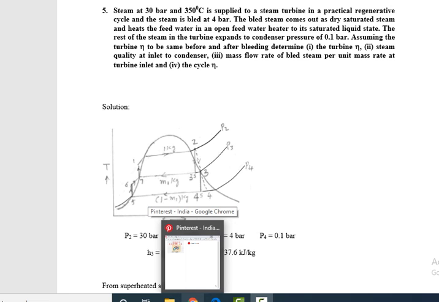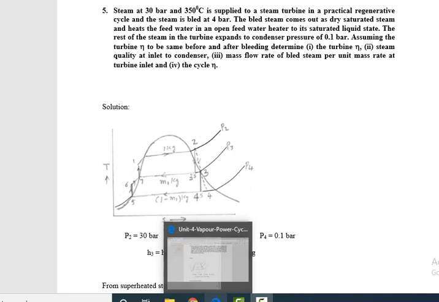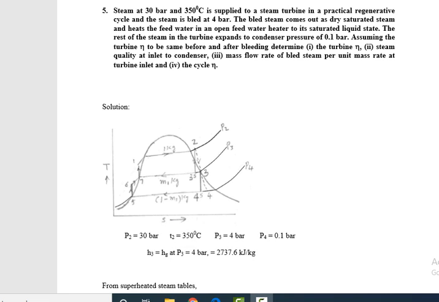The first one: steam at 30 bar and 350 degrees Celsius is supplied to a steam turbine in a practical regenerative cycle. Steam is bled at 4 bar. The bled steam comes out as dry saturated steam and heats the feed water in an open feed water heater to its saturated liquid state. The rest of the steam in the turbine expands to a condenser pressure of 0.1 bar.